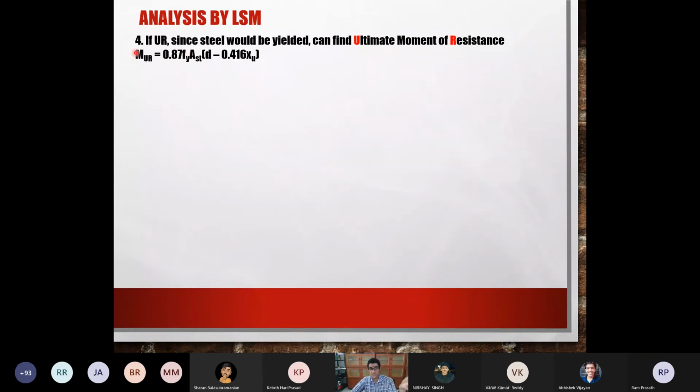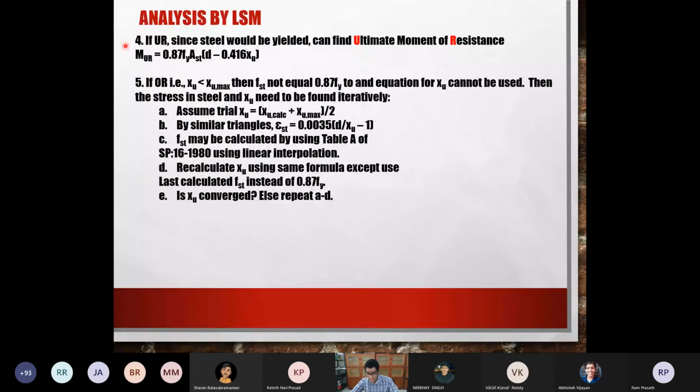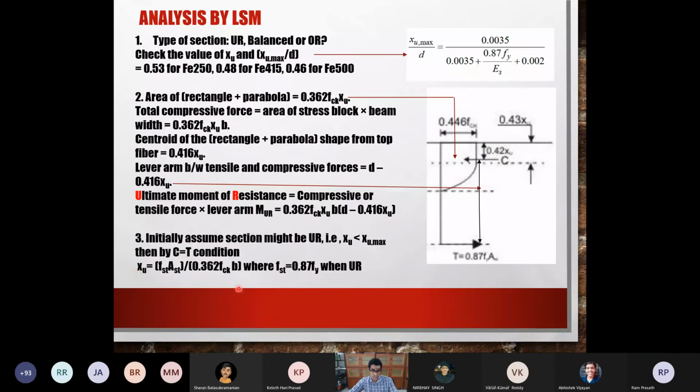Better to use this for an under-reinforced beam, because you know that certainly the steel has yielded. Now the second problem happens if you do this XU formula, find a value of XU, and compare it with XU max, and this time you find that XU is actually greater than XU max.